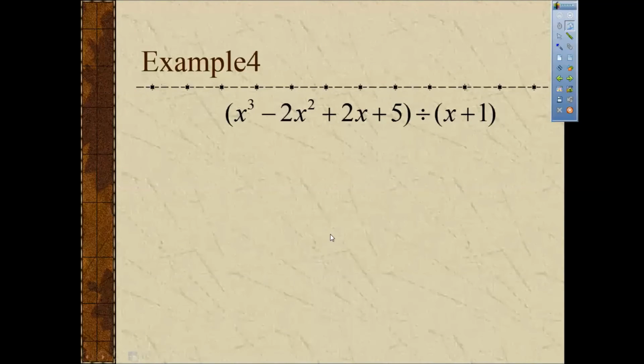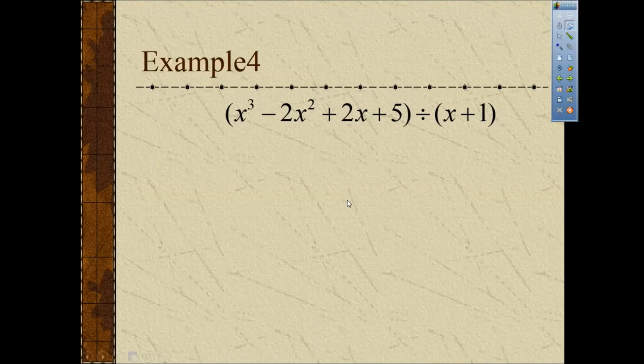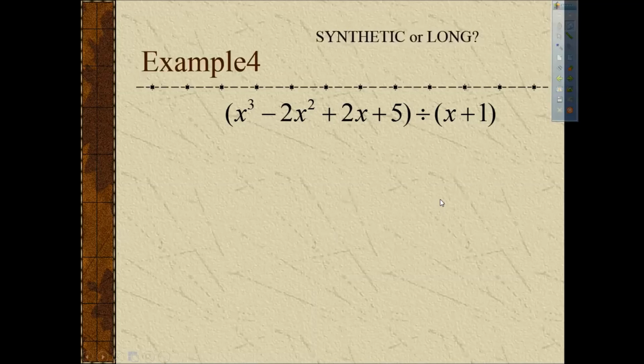Next example, x to the third minus 2x to the second plus 2x plus 5, all divided by x plus 1. Can we do synthetic division here, or are we stuck with long division? Well, I said that we can do synthetic division when our divisor is in the form x minus a number. Well, wait a minute, x plus 1, is that x minus a number? Well, in fact, it is. We could think of x plus 1 as x minus -1.